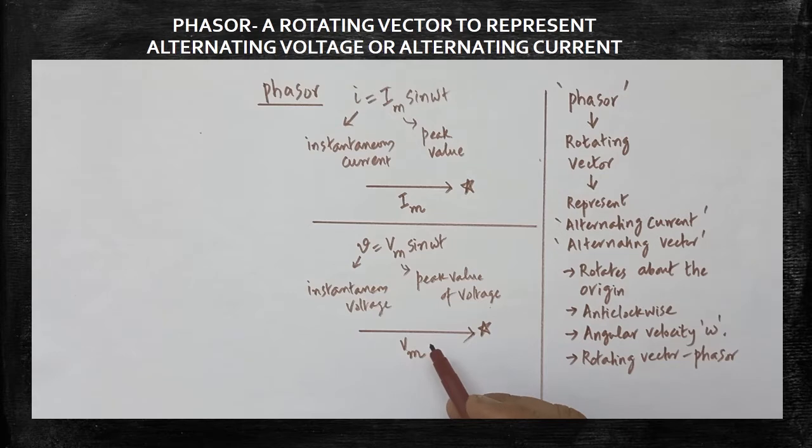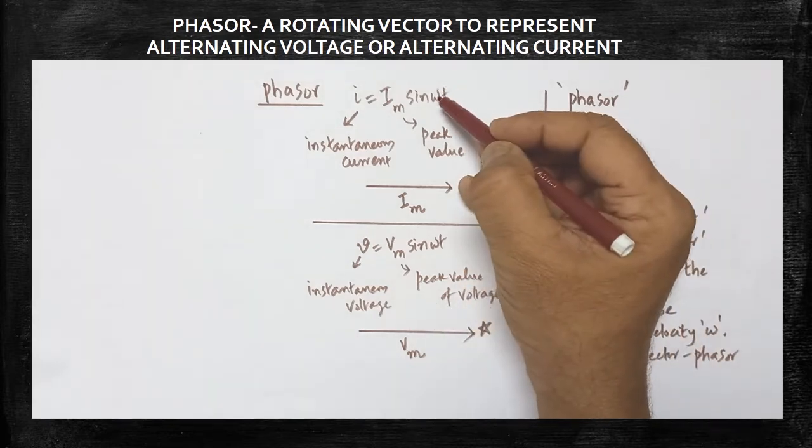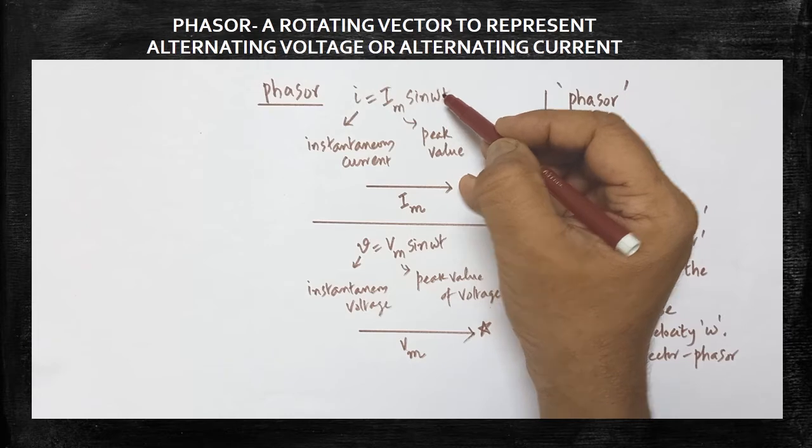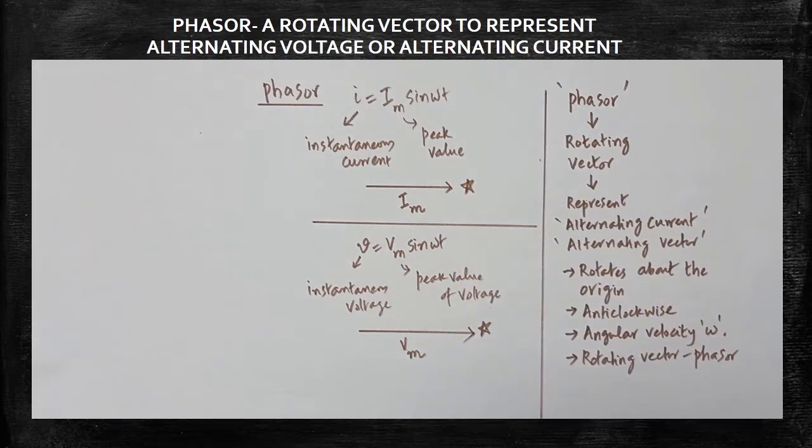And the angular velocity. What is angular velocity? Here omega is called angular velocity. So the angular velocity omega is equal to the angular frequency of the AC. Now I am going to draw the phasor. Follow that.